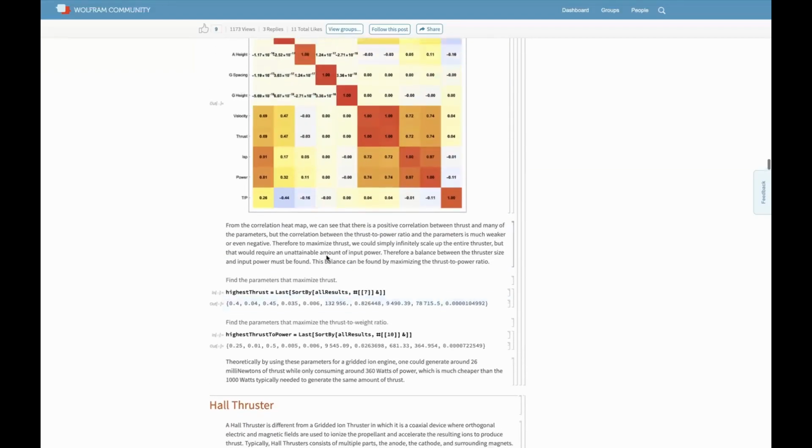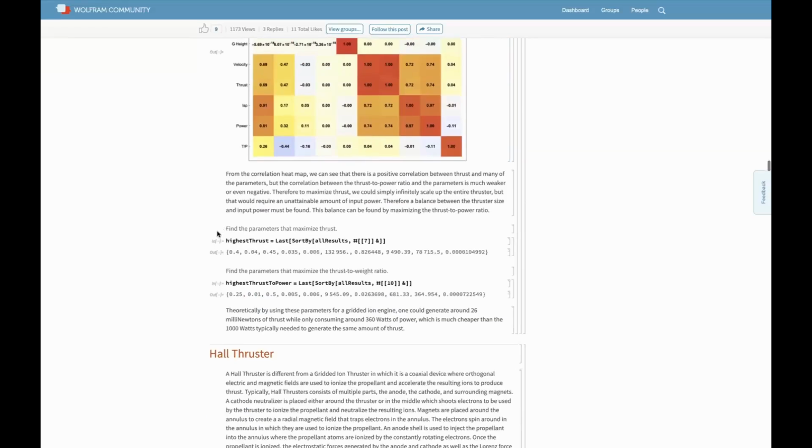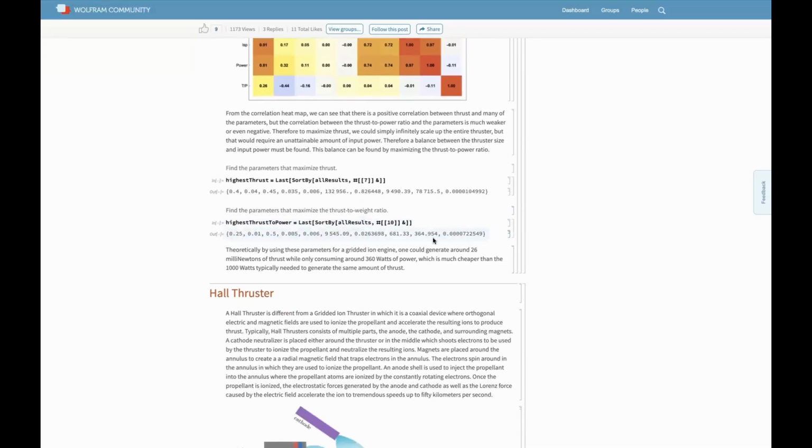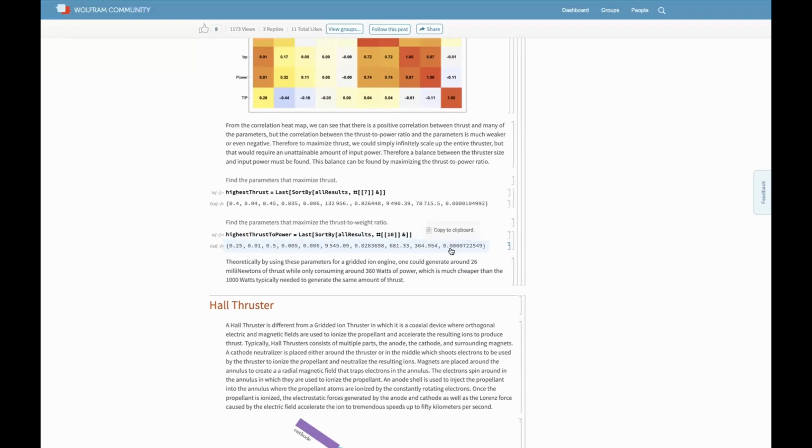And so, seeing all of that, I also filtered through all the data I had and sorted for parameters that maximize the thrust, and also sorted for parameters that maximize the thrust to power consumption ratio. Oh, this is a typo. Yeah, power. And we're able to see that we're able to generate around 26 millinewtons of thrust while consuming only 360 watts of power here. We're able to generate 0.026 newtons, or 26 millinewtons, all consuming 360 watts.